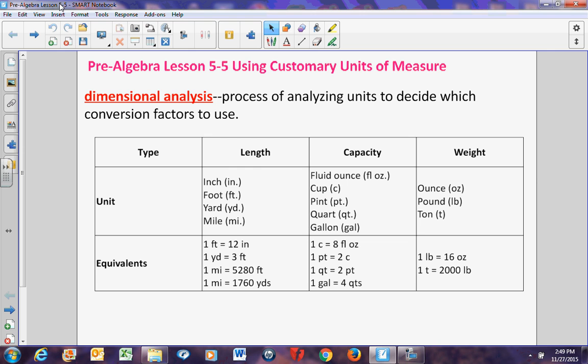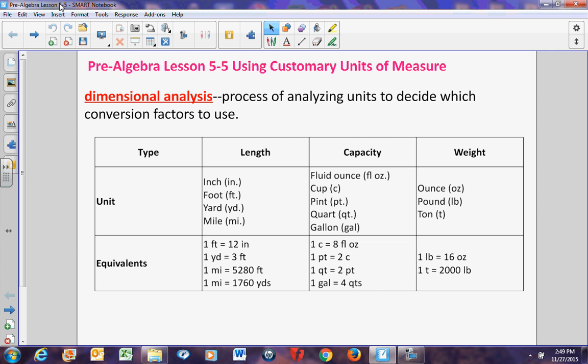Most of you are fairly familiar with the customary system of measurements, unless you're an international student. If you're an international student, you're probably much more familiar with the metric system because worldwide the metric system is more widely used. The only places that continue to use the customary system are here in the United States and parts of Britain or England.